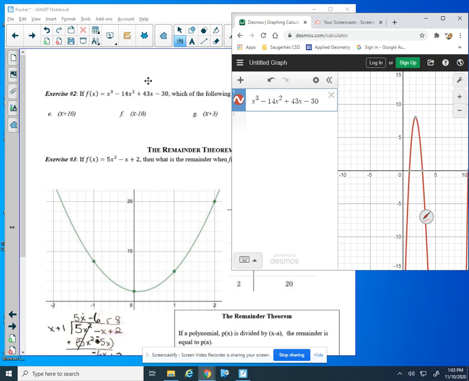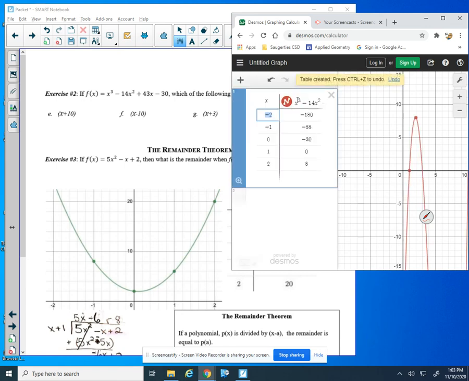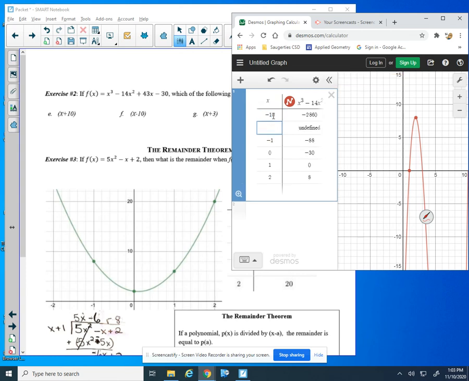Here's my f of x, and I'm checking which one of these is going to be a factor. I can click on the gear, and if you were on a graphing calculator, you could just scroll through the normal table. I want to check x plus 10, so in here I'm going to type negative 10. Okay, that doesn't look so great, right? That's not what I want. For x minus 10, I'm going to check positive 10. That looks good, right? That's what we're looking for, that 0.